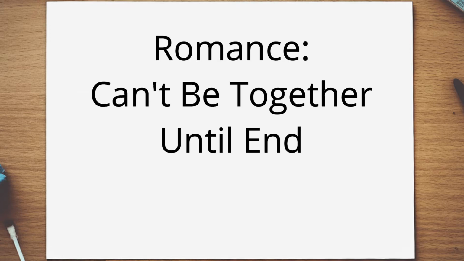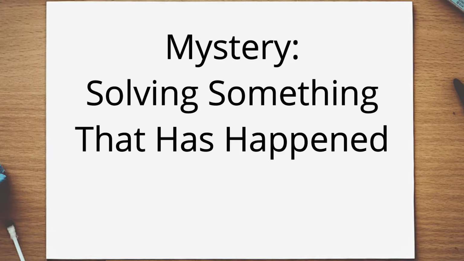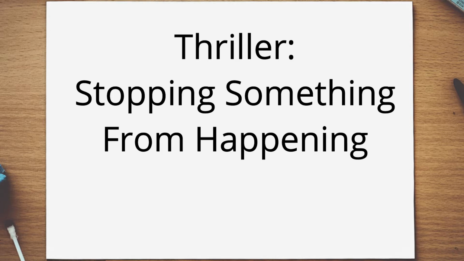So if you're writing a romance, right? What's a big element in romance? Well, they can't get together until the end of the book. Okay? That's a huge element. If they're together throughout the book, you're not writing a romance. You're giving the wrong menu to your customer. If it's mystery, all right, they're unraveling something that has happened. There's this mystery and they're going to solve what's going on with it. If it's a thriller, they're going to be stopping something from happening.